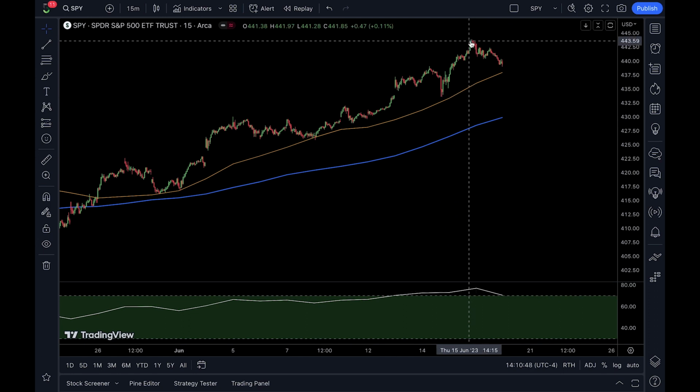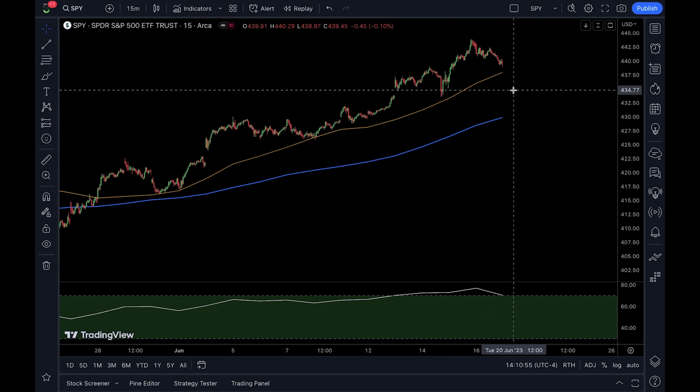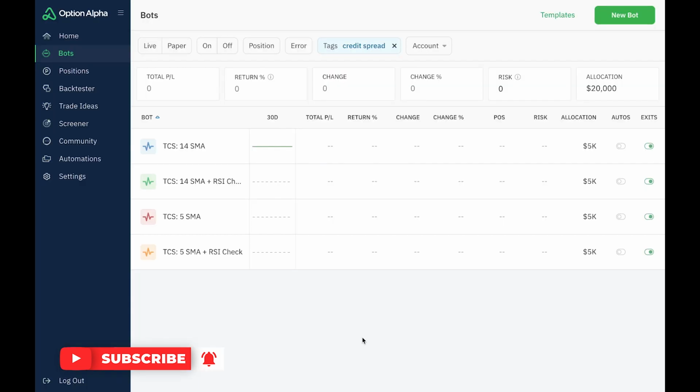That way, I'm preventing the long position when you're right up here at the top because it's most likely to come back down. Now, will that work? I'm not sure. That's what I'm testing. So I've got the 5-day SMA trending credit spread with and without the RSI check. And I've got the 14-day SMA trending credit spread with and without the RSI check. And that's what these are right here, trending credit spread, so TCS, right?